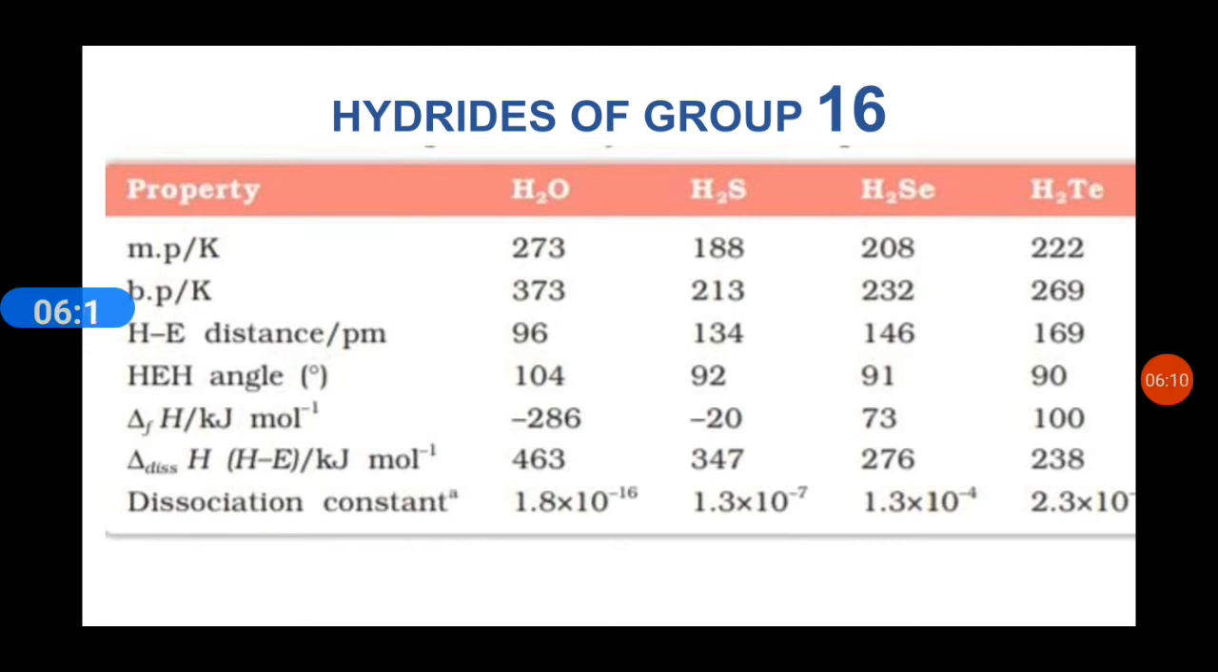This table shows the values of different properties of these hydrides. Here you can see melting and boiling point for water. These two values are higher than that of H2S, though they increase further for other elements. It is because oxygen can form hydrogen bonds in water, though there is no hydrogen bonding in other hydrides.